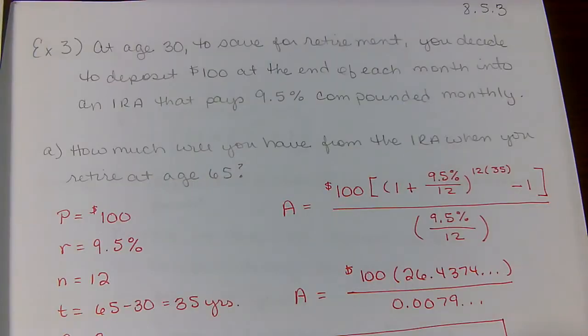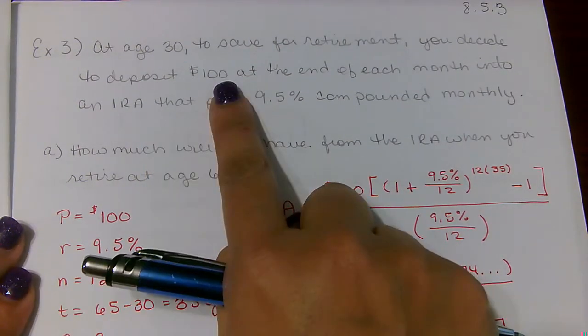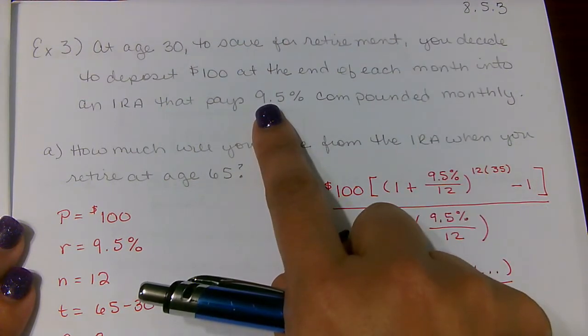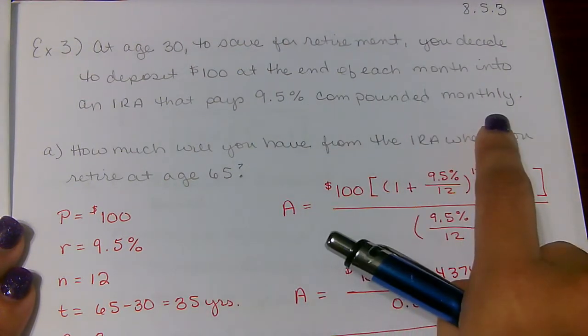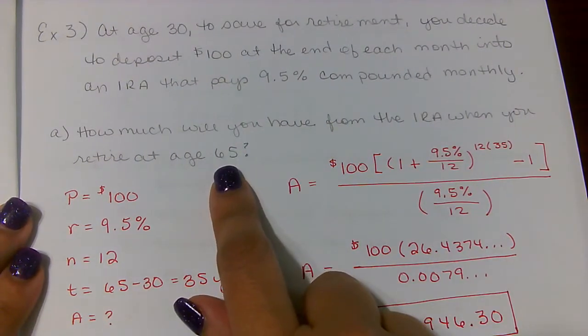At the age of 30, to save for retirement, you decide to deposit $100 at the end of each month into an IRA that pays 9.5% compounded monthly. How much will you have when you retire at the age of 65?